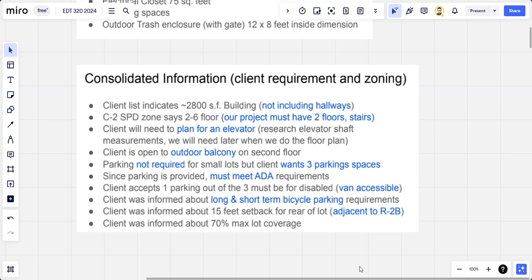So these are all site plans. Parking is not required for small lots, but the client wants to do parking spaces and then must meet ADA. So these are all parking, site plan discussion. There should be long-term bicycles and a 15 foot setback from the rear. And the client was informed about 70% max lot coverage. These are just a rehash of what we've discussed in the past.